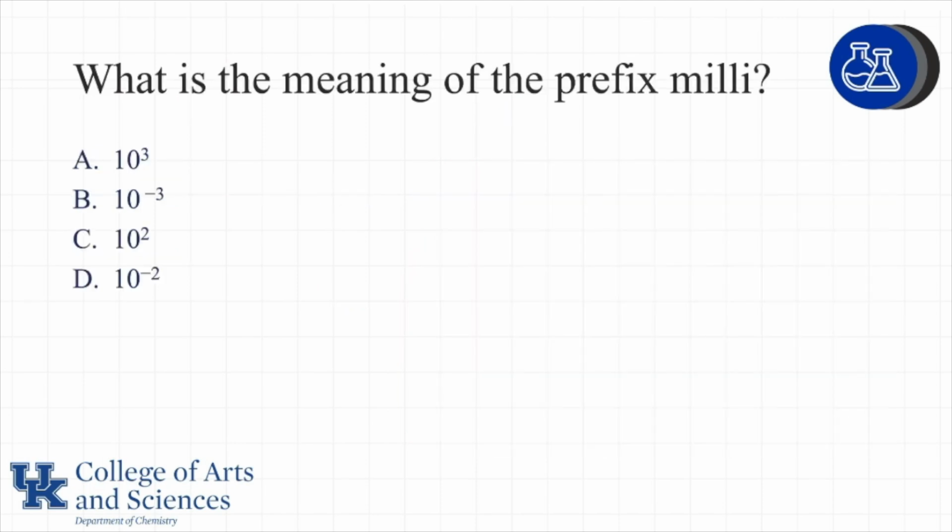What is the meaning of the prefix milli? Milli means 10 to the minus 3. 10 to the third is kilo. 10 to the second is hecto, not one we see very often. And 10 to the minus 2 is centi.